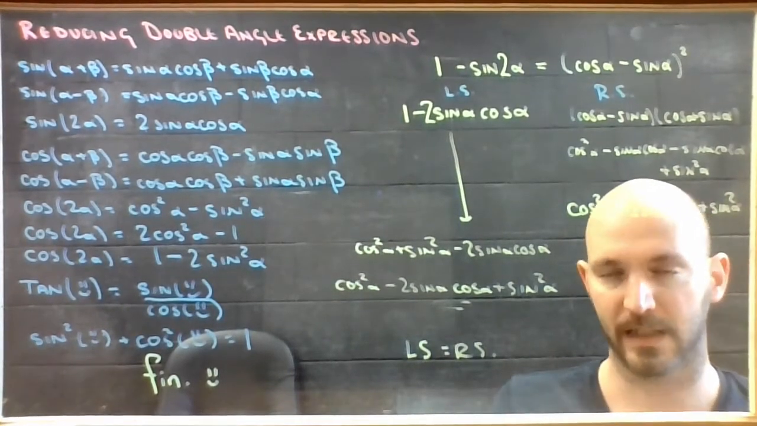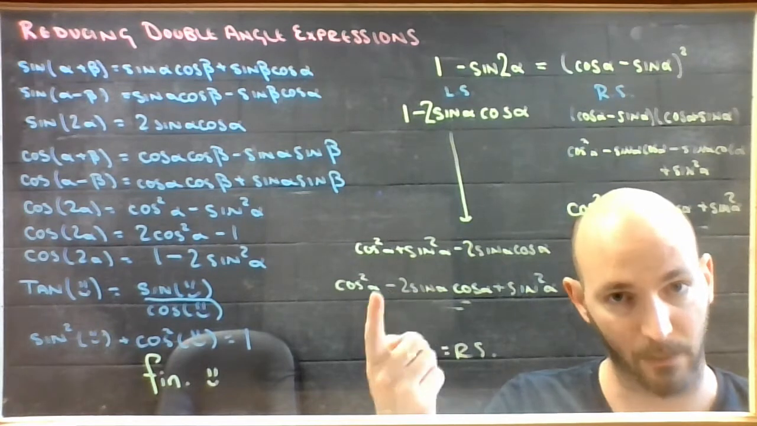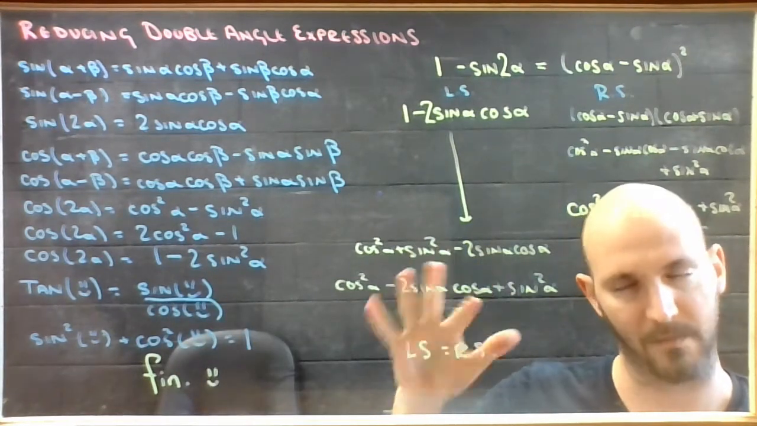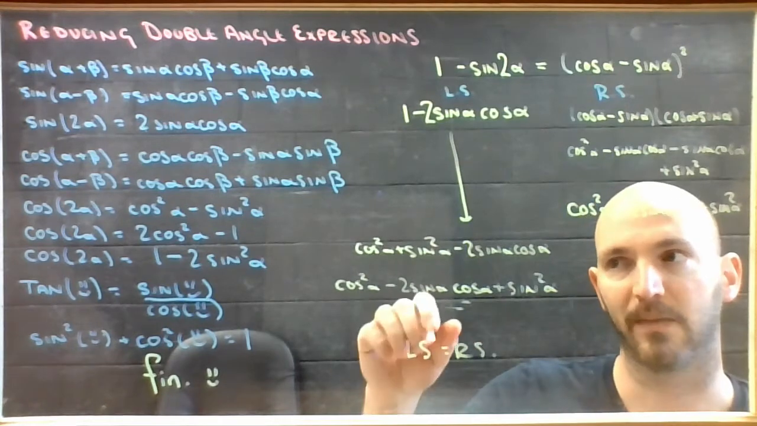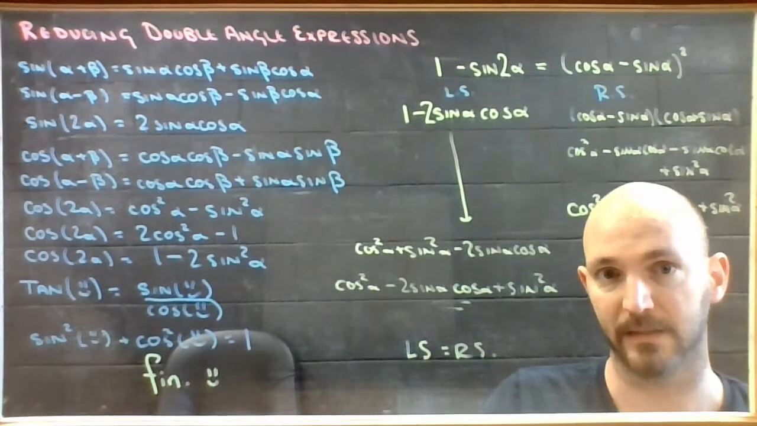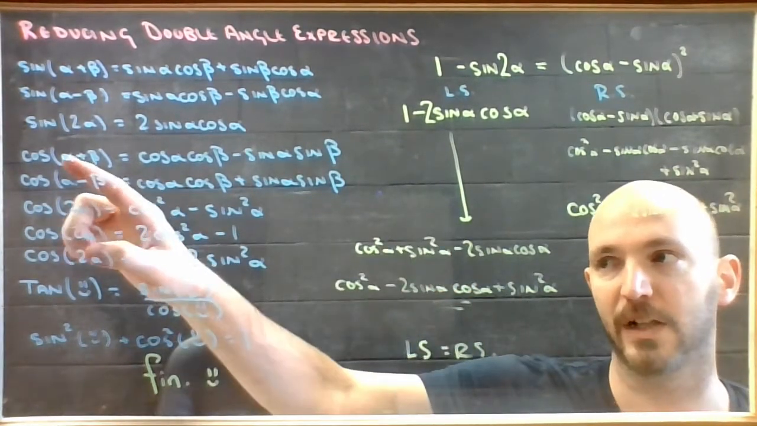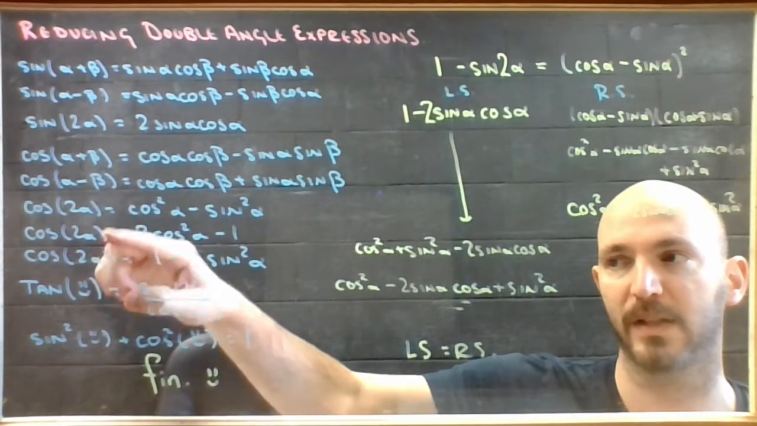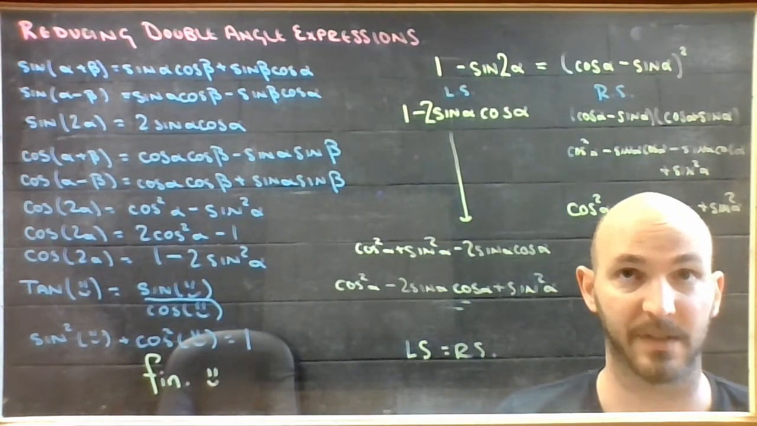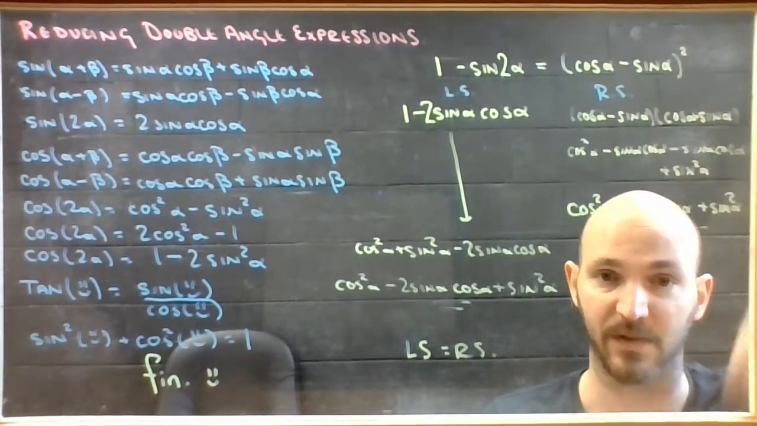So if you can keep calm and carry on, whenever you see a tan, get rid of it. Replace it with sine over cos, and then manage the fraction rules. If you see a sine 2 alpha like this one, you replace it immediately. If you see a cos 2 alpha, you're going to have to decide which one of these three is appropriate. And you can usually come to a decision by working on the other side a little bit to see which pieces of the structure pop out.